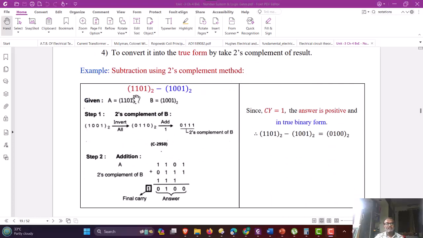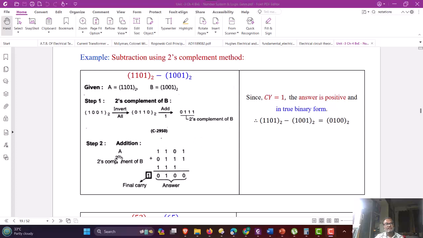Suppose we have the binary number 1101 and we want to subtract 1001 from it. So the second number is 1001. We will take the 2's complement of this number. The 2's complement of 1001 can be obtained by inverting all bits first. We will get the 1's complement 0110 and add 1 to it. So you are getting 0111, right? That is the 2's complement of number B.